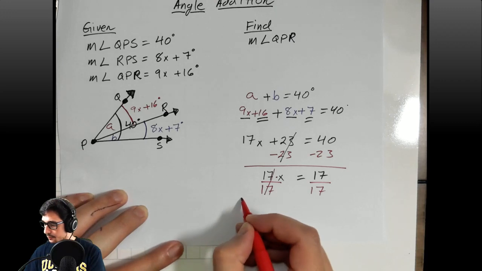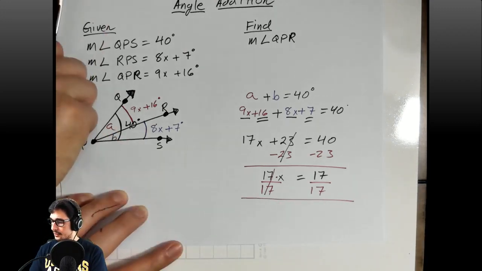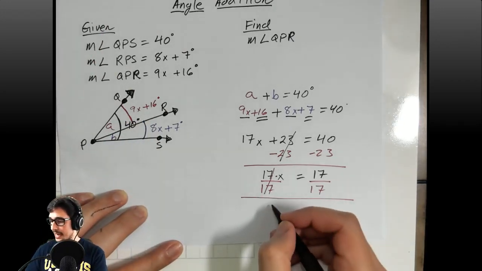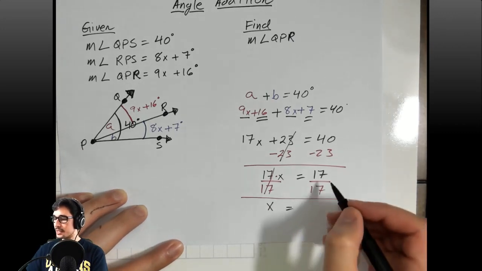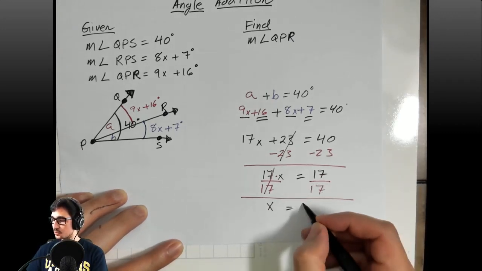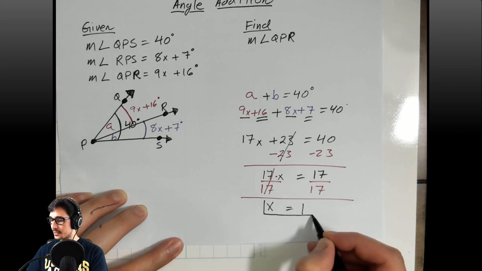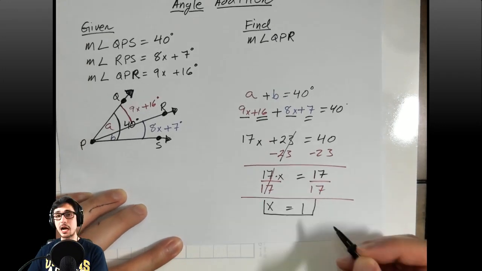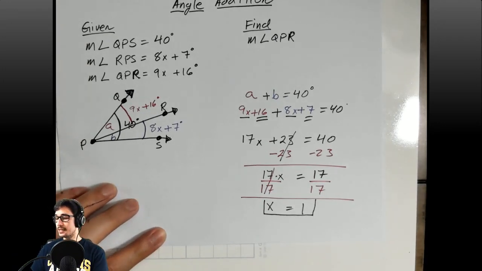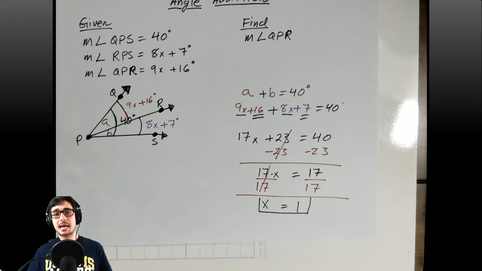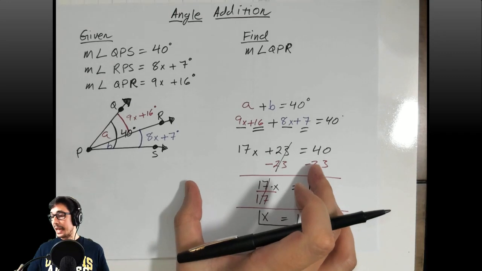All right, so last line. These cancel out, so the only thing I have left here is x equals 17 divided by 17, that's 1. Now here's the thing. We found out what x is, perfect, but our job's not done yet. We found out x is 1.